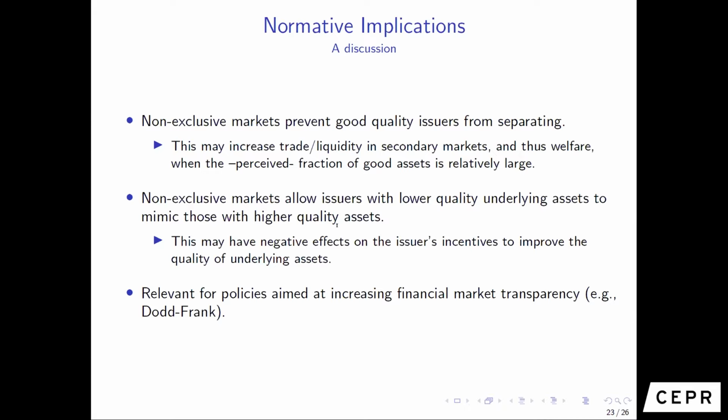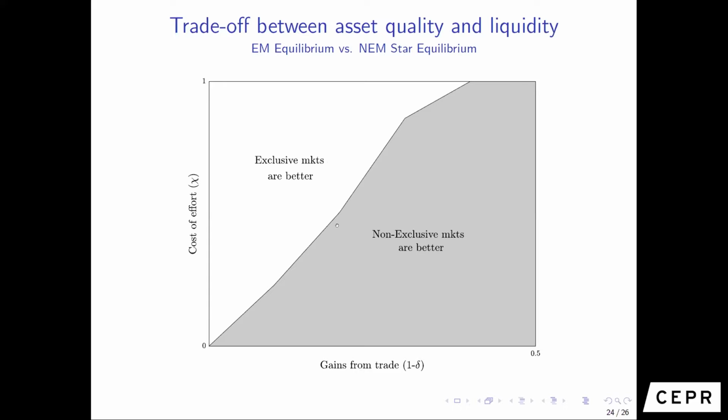So what we do here is we just do an example numerically, and we parameterize two things. One is the gains from trade. So remember, a very low delta means the seller has lots of incentives to sell this asset. Okay. So as on the bottom here, as this increases, the seller's benefits or welfare increase in the amount of cash flows that are transferred. And on the vertical axis, we parameterize the cost of effort by psi. So the higher psi is, the more costly it is in this economy to produce good assets. Okay.